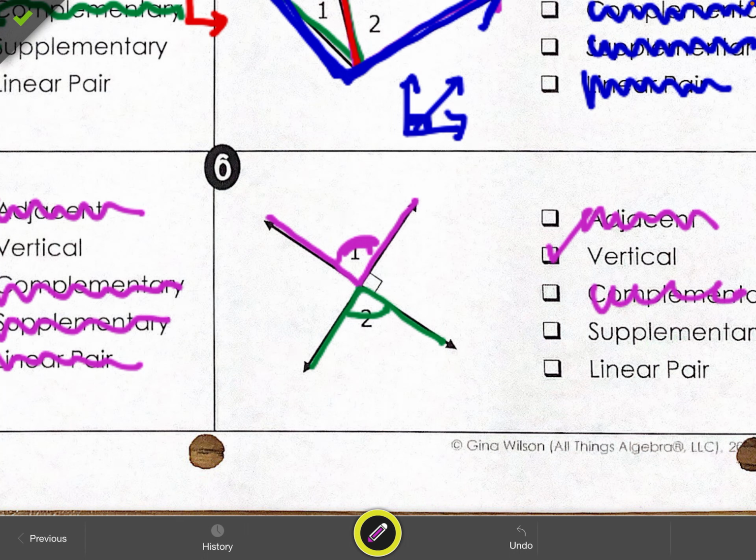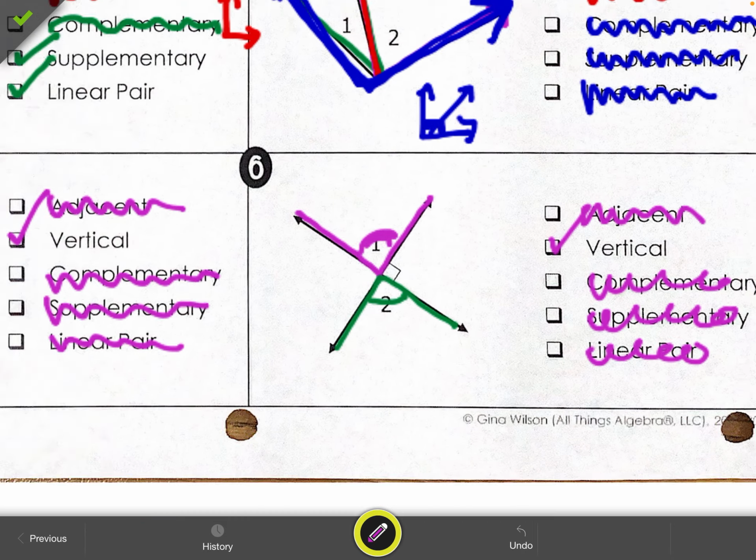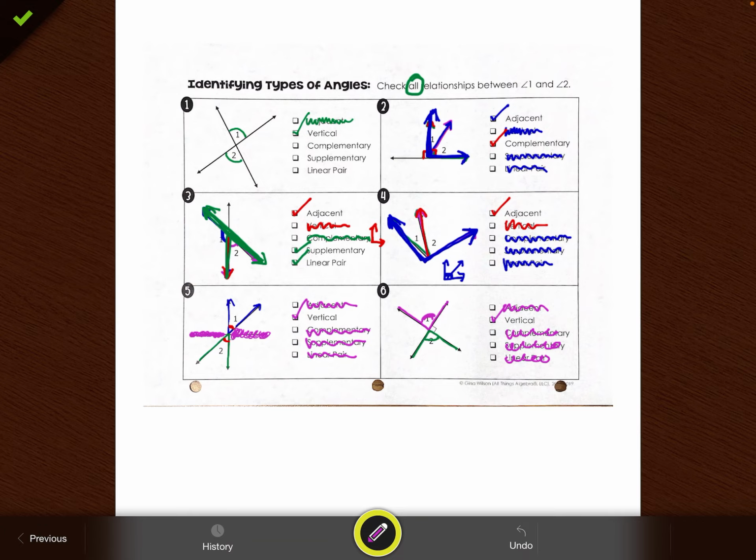Again, we don't have numbers, so these all don't apply. You need numbers to verify complementary, and you need numbers for supplementary, and linear unless they together give you a straight angle. So that's what you guys are going to practice today.